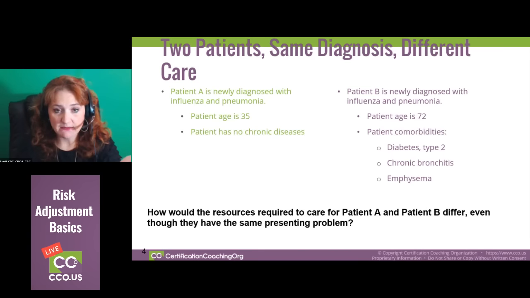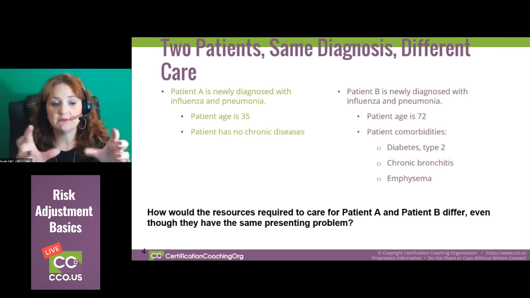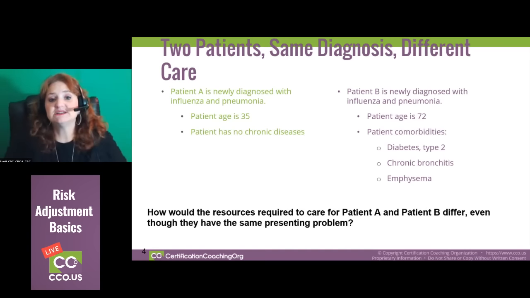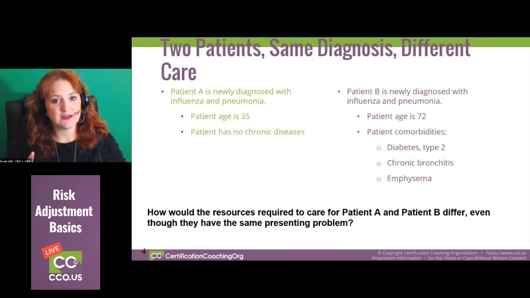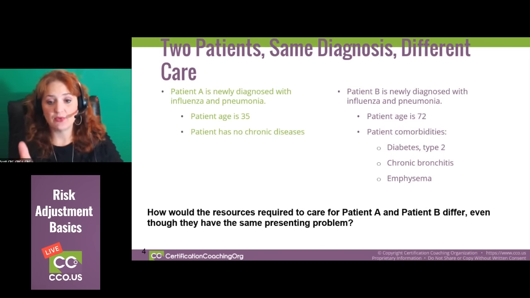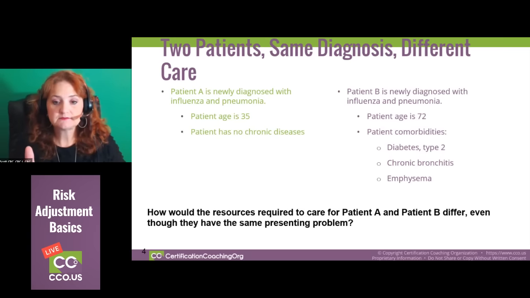They'll be treated the same way. They'll probably be put on the same antibiotic. The plan of care will somewhat be the same because we know the disease process for influenza and pneumonia. However, the plan of care is ultimately going to be different for patient B because of how diabetes works, and how bronchitis and definitely emphysema work in that patient.